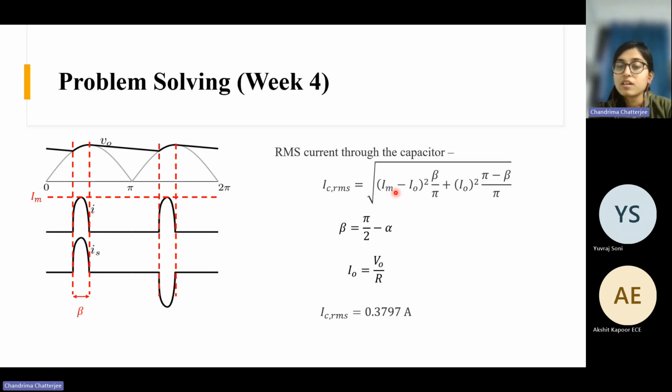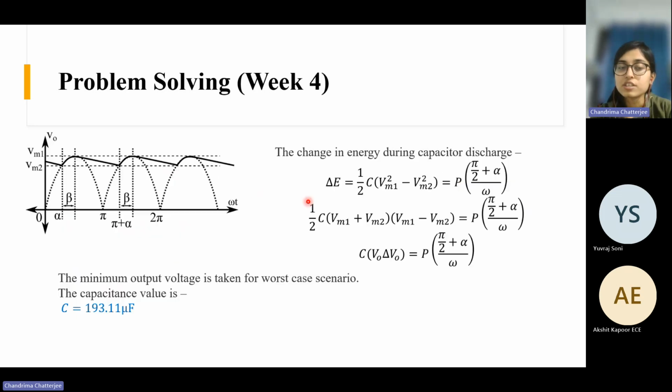Now, suppose this is the maximum value Im. From this Im, we subtract the average load current, because the capacitor current is nothing but the total current minus the load current. That's why I have subtracted I naught and multiplied by the duration. What is the duration? This is the duration.